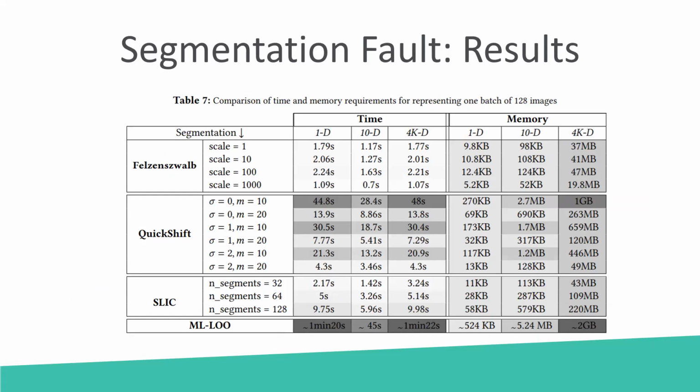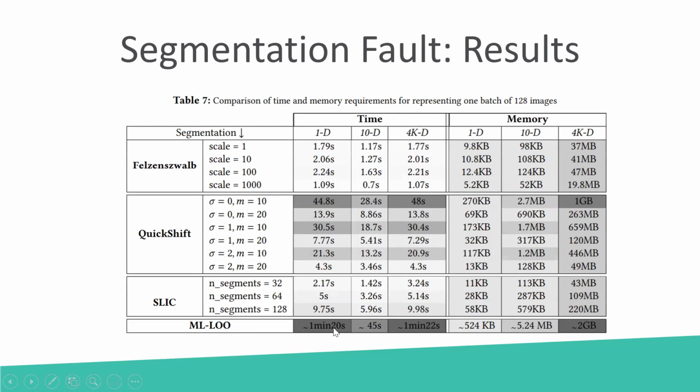Here we are considering the time and the memory performance to extract the IQR feature vector of one CIFAR10 batch that contains 128 images. Now let's take a look at the time performance we achieved with segmentation by comparing the multi-layered time performance with those corresponding to individual segmentation methods. Starting with Felzenszwalb, we can observe an incredible improvement in the time throughout all the representations, 1D, 10D, and 4KD, compared to the ML-LOO here.